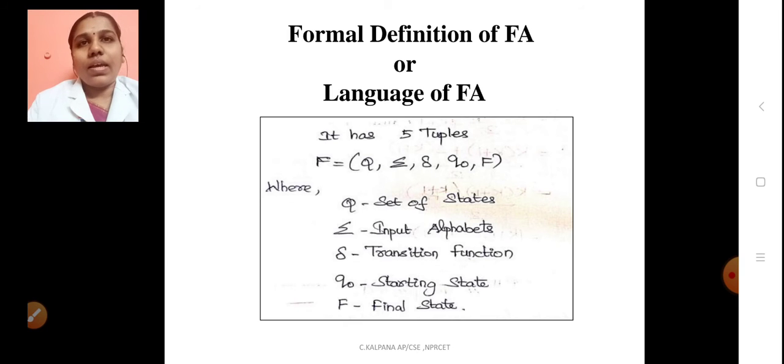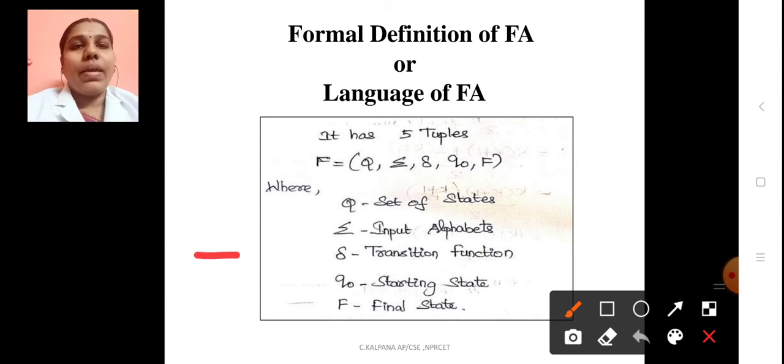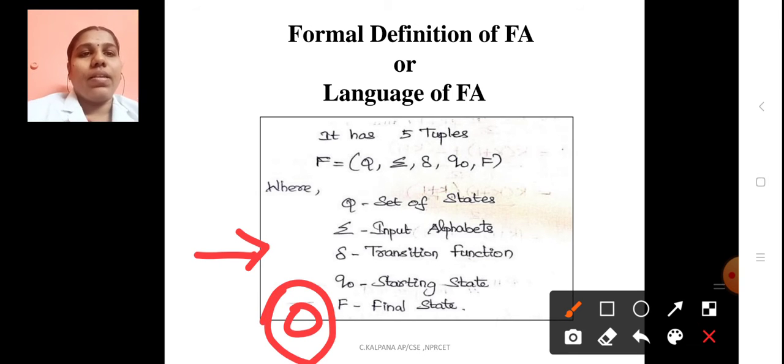Transition function means it helps us to identify the path. That is how the input is moved from one state to another state. That is called the transition function. At the final state, we have to check whether the input is accepted or rejected. This can be done by using the transition function. And Q0 is the starting state and F is the final state. The starting state is represented by an arrow and the end state is represented by a double circle.